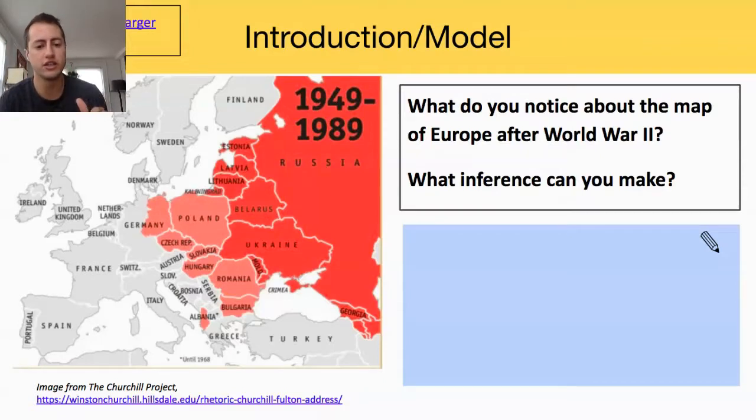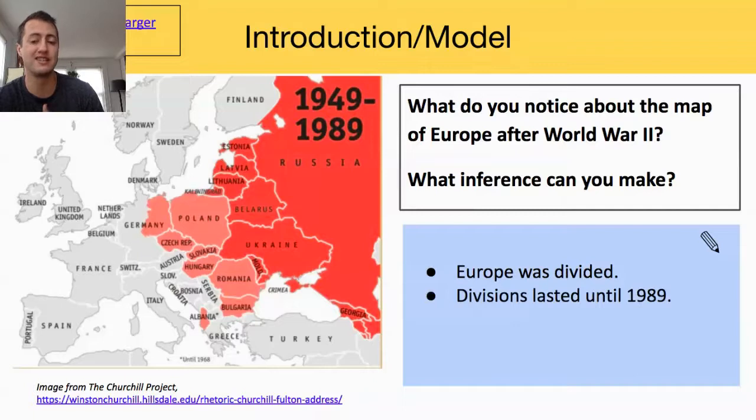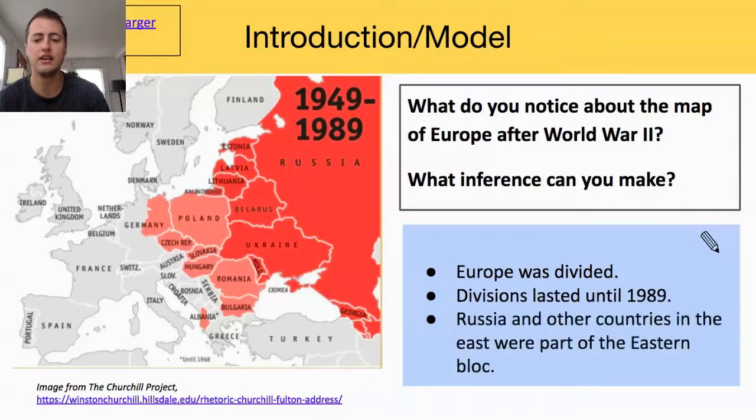As they're looking at this map, it's pretty straightforward. There's no mention of NATO, no mention of US allies. We're really just looking at the Eastern Bloc or the Soviet allies, which they might not even be able to infer without any context. Some things that students might see is that Europe was divided. The divisions lasted until 1989, which is a long time. And Russia and other countries in the East were part of the Eastern Bloc. They might not know what that means yet, but those are some observations that they can see.